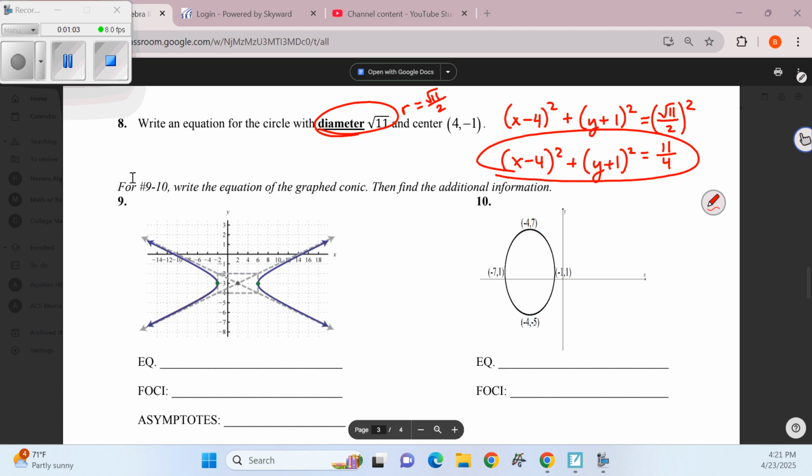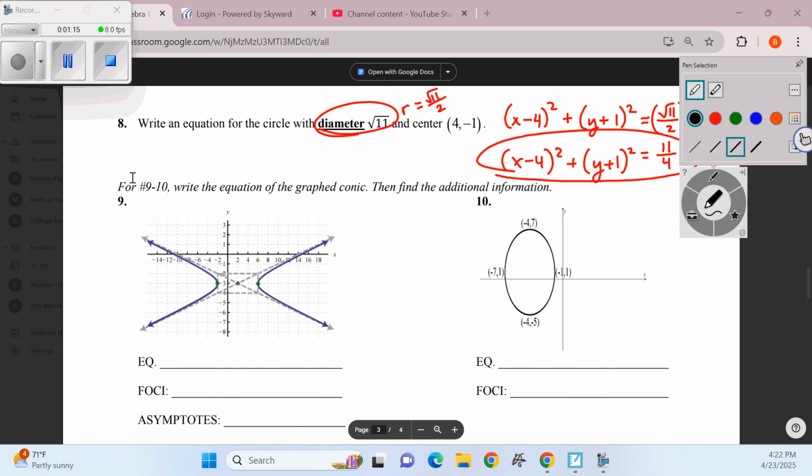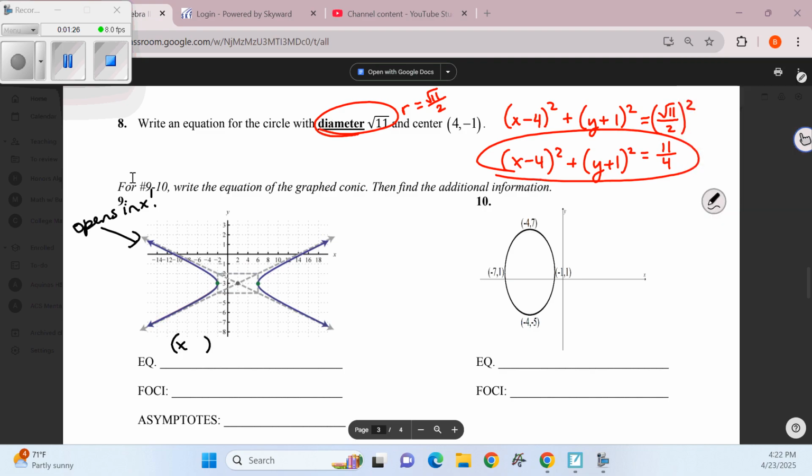Let's move right on to number 9. This time I'm giving you the graph of a hyperbola and asking you for the equation. So recognizing at this point, this must be an x squared. It's opened in the x direction. Opens in x. That must be an x squared hyperbola minus a y squared, and we're equal to 1.